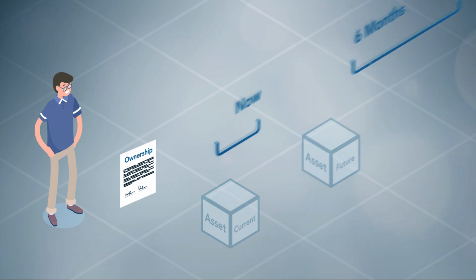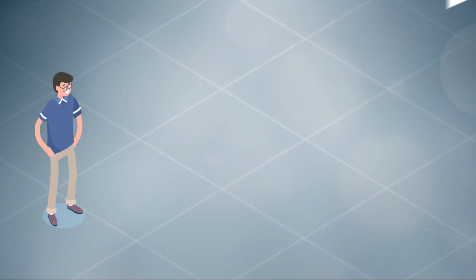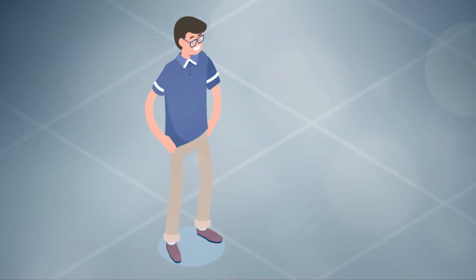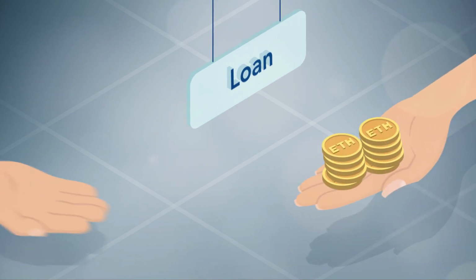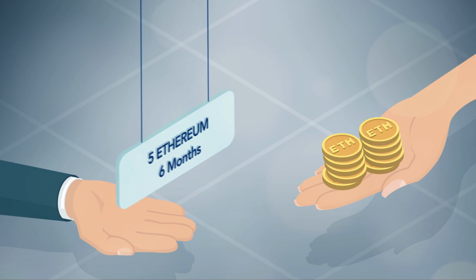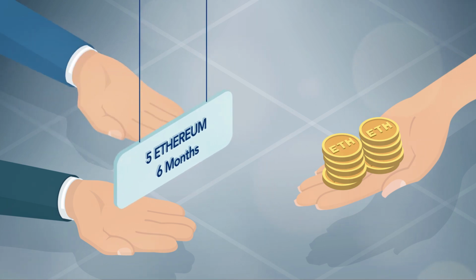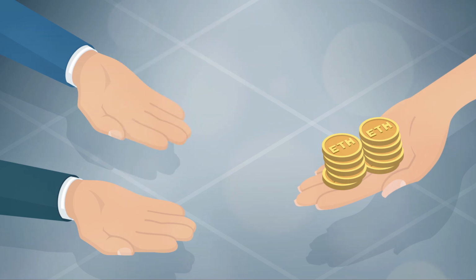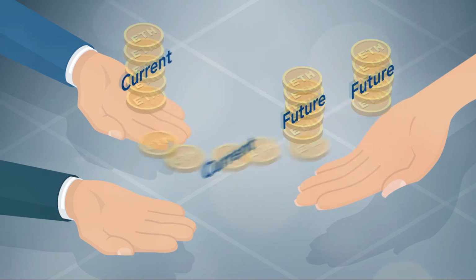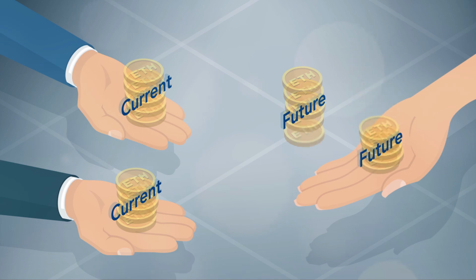These different time portions of an asset or a token now allow you to do some pretty cool things. A simple example might be a loan. Imagine Alice has 10 Ethereum. Alice allows Bob to borrow 5 Ethereum for 6 months, and Charles to borrow another 5 Ethereum for 12 months, in return for a small fee, by giving each of them the current portions of each of her 5 Ethereum.